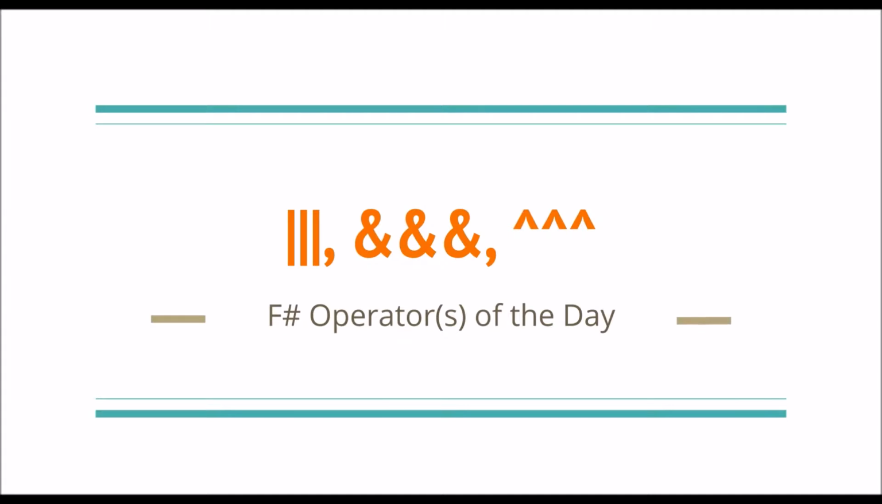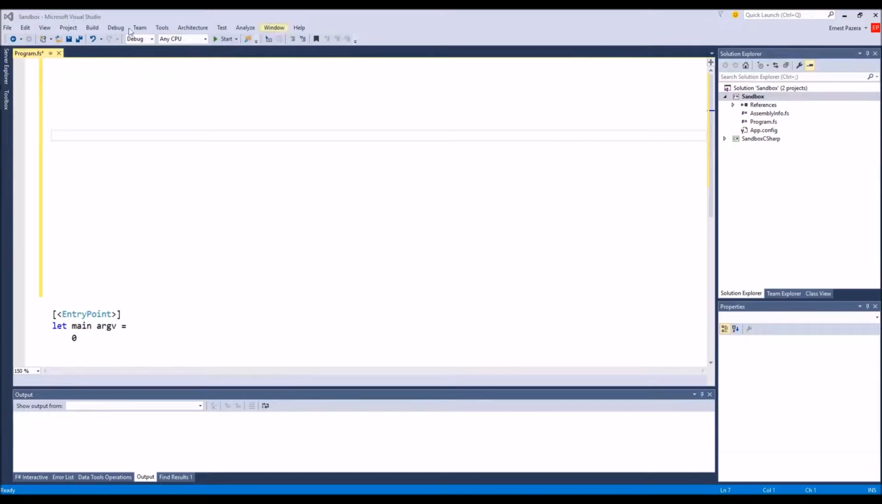The F-sharp operators of the day are the bitwise operators: bitwise OR, bitwise AND, and bitwise exclusive OR. Today we're going to talk very briefly about the bitwise operators in F sharp. I don't typically have a need for bitwise operators so much anymore as I did once upon a time. But from time to time, I still do need them.